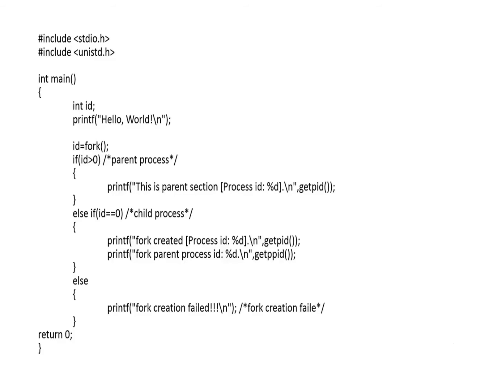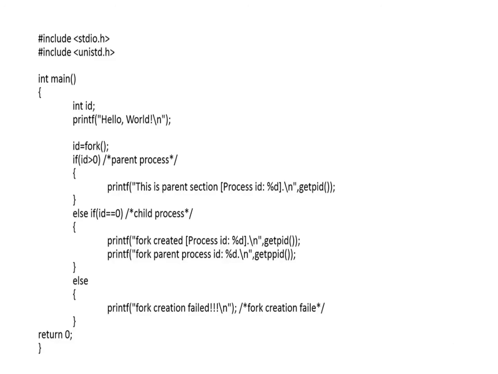We'll see one example here. Just see int main, int id. I have created one integer. I'm just printing hello world. Then I am creating one child. I'm calling fork to create one child: id is equal to fork.